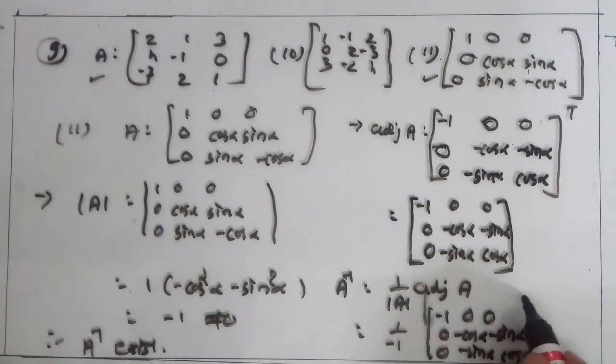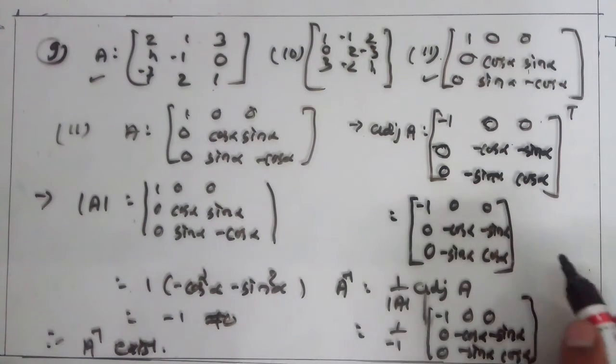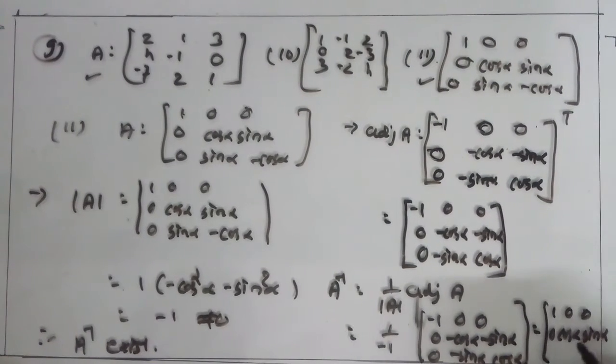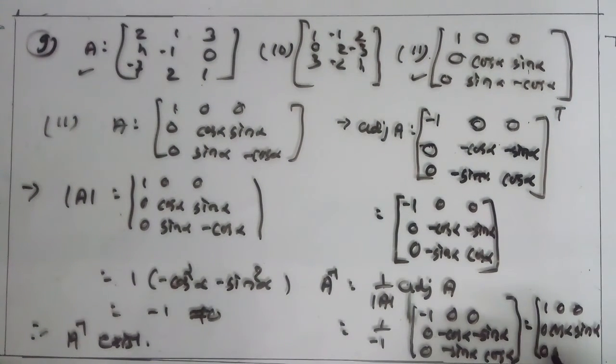Clear? Taking minus inside, we get, remember this, 1, 0, 0, 0, cos alpha, sin alpha, and 0, sin alpha, minus cos alpha. So this becomes the inverse of the given matrix. Clear? So that is the inverse of the matrix. Okay.